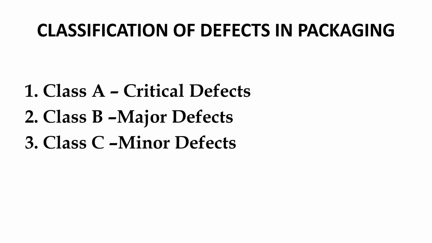On the basis of classification of the functionality, defects in the packaging can be classified into three categories. First is class A, that comprises the critical defects that are not acceptable at all. Class B comprises the major defects, those considered on the borderline. And class C comprises the minor defects that are not actually affecting the functionality but affecting the appealing factor. So let us discuss them in detail one by one.